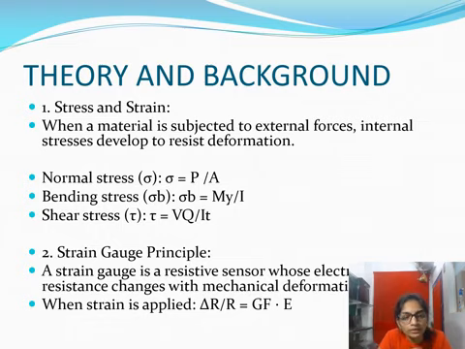Formula of normal stress. Normal stress is denoted by sigma. Sigma is equal to force upon area. Bending stress, sigma B, is equal to moment into neutral axis distance y upon moment of inertia. And the third one is shear stress. Shear stress is denoted by tau. Tau is equal to VQ upon IT.